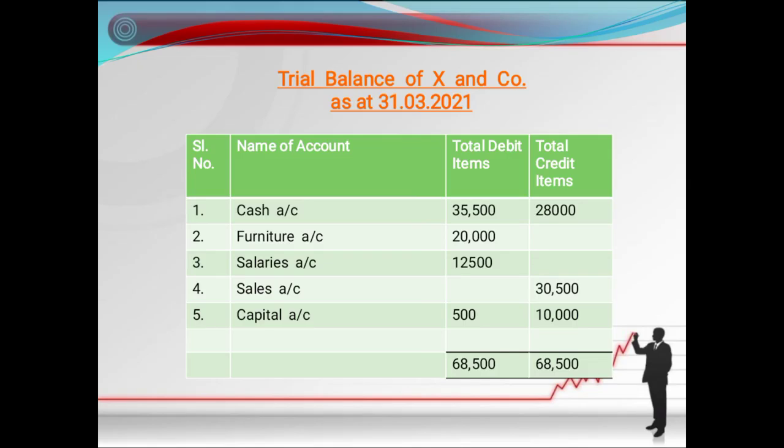Then you have to do the balancing of this trial balance. The total of the debit items and the total of the credit items should match. That is, 68,500 should match with the credit total, that is 68,500. That means the ledgers that we have prepared are arithmetically correct, which we have checked through the preparation of the trial balance.